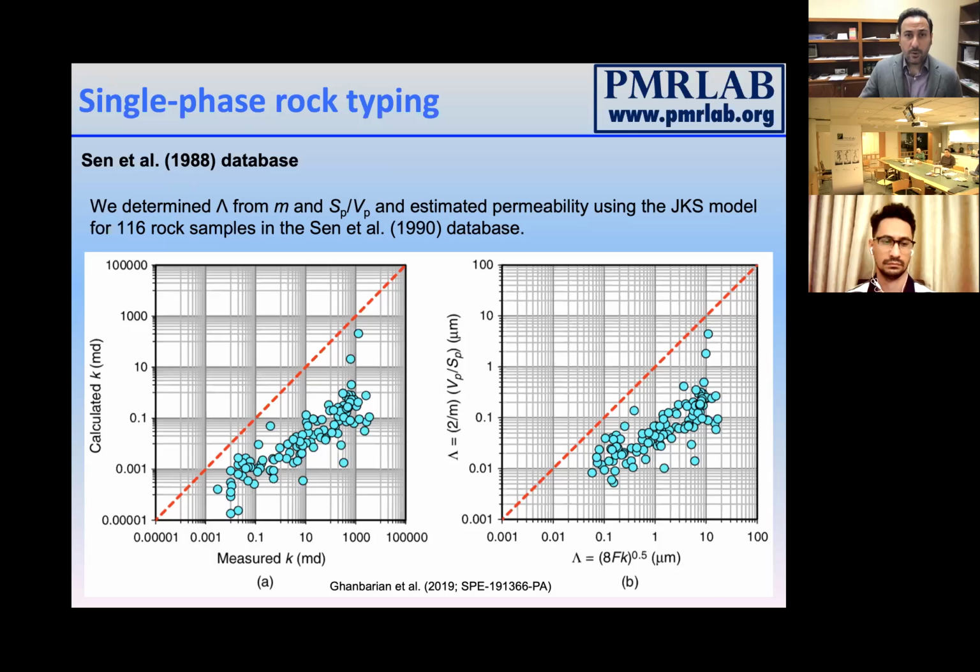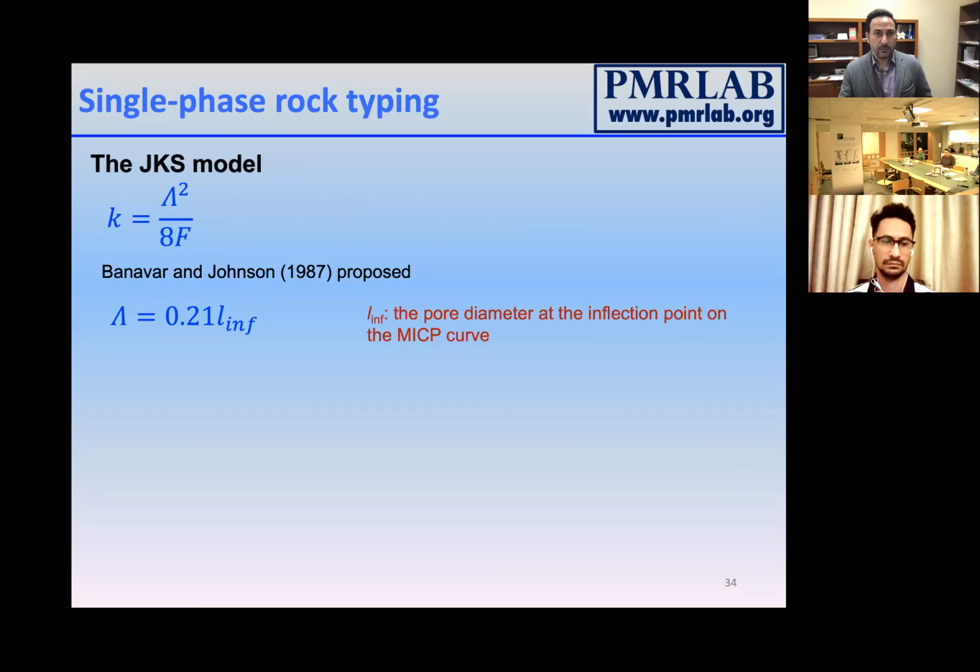So what is the other possibility? Can we use the JKS model to accurately predict permeability? And the short answer is yes. I'm gonna tell you how.